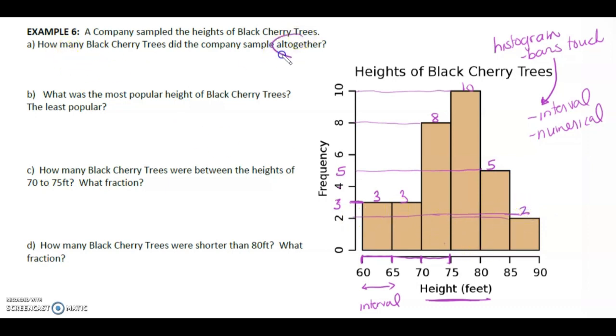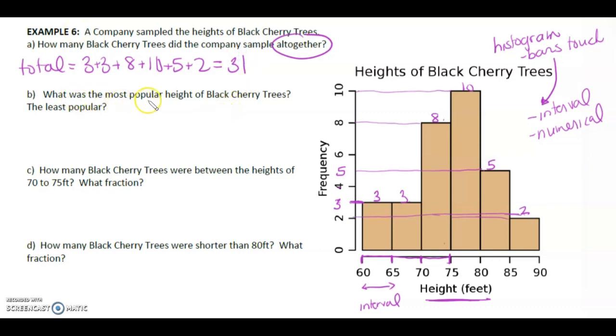Okay, so all together means total. So we're going to add 3, 3, 8, 10, 5, 2. Okay, so 3 plus 3 plus 8 plus 10 plus 5 plus 2. Okay, and when we add all these together, we get 31.